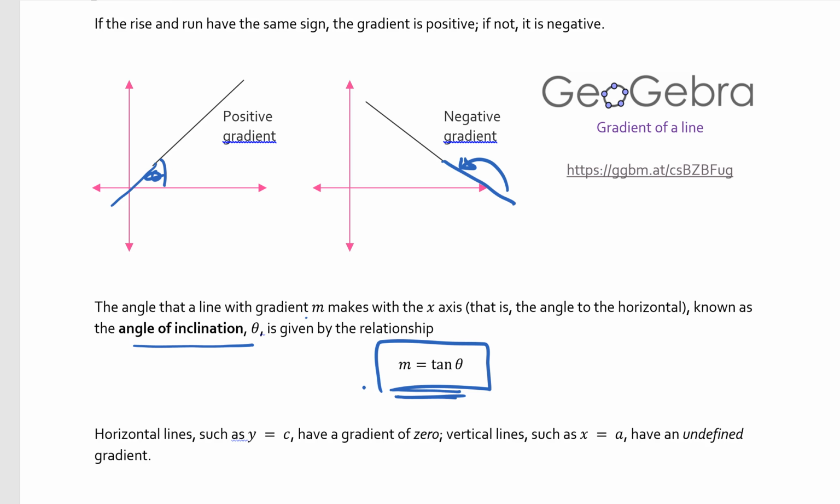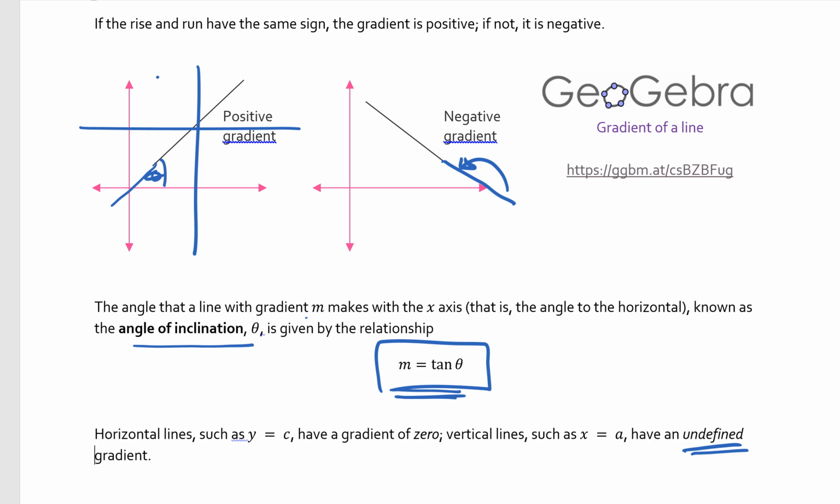Now if you have a horizontal line, then the angle that it makes with the x-axis is 0 or 180. So that horizontal line has a gradient of 0, but the simplest way of thinking about it is that it has 0 rise over an infinite run. And a vertical line, such as x equals a, has the gradient undefined because there is an infinite rise over 0 run, and we know we're not allowed to divide by 0, so that's why we have the undefined.